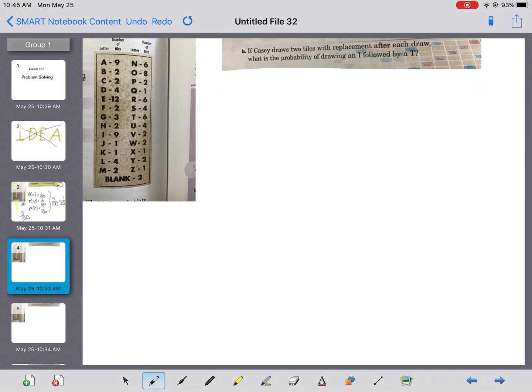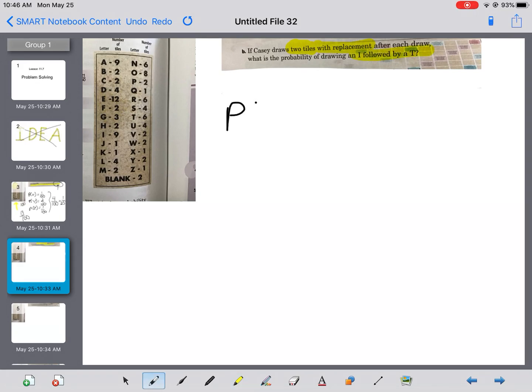All right, what about this one? If Casey draws 2 tiles with replacement. Now, the 2 tiles makes me think, oh, this is a compound event. 2 things are happening. And with replacement makes me think, oh, it's an independent event because we're putting the tiles back after we draw them, so we're resetting to what it was normally. So what's the probability of drawing an I followed by a T?